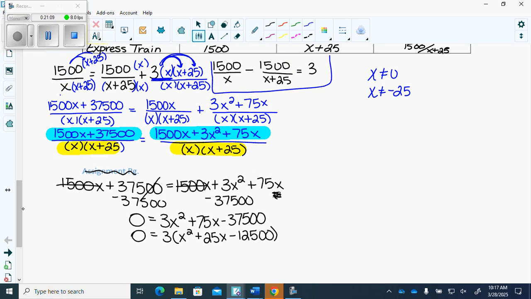So my a equals 1, because it's what's in front. This 3 is not anything in the quadratic formula.